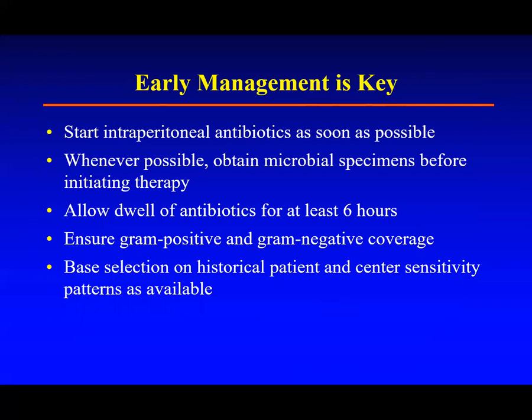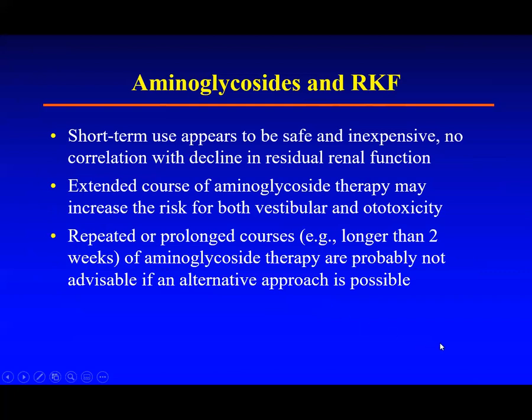As I mentioned, early management is key. You want to start your IP antibiotics as soon as possible. Of course, you want to try hard to get your microbial specimens before you initiate therapy. When you put the antibiotics into the peritoneal cavity, allow the dwell for at least 6 hours so that you have appropriate absorption. Again, make sure you have both gram-positive and gram-negative coverage, basing your selection on the historical patient and center sensitivity patterns. I mentioned that it's okay to use an aminoglycoside as part of your empiric therapy.